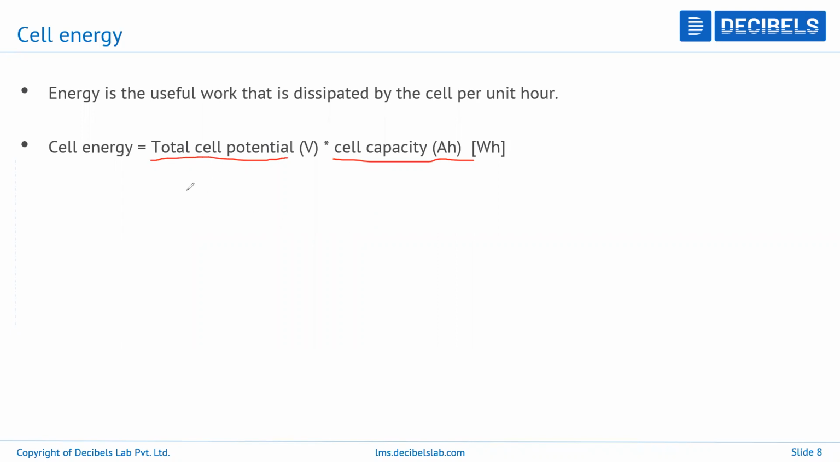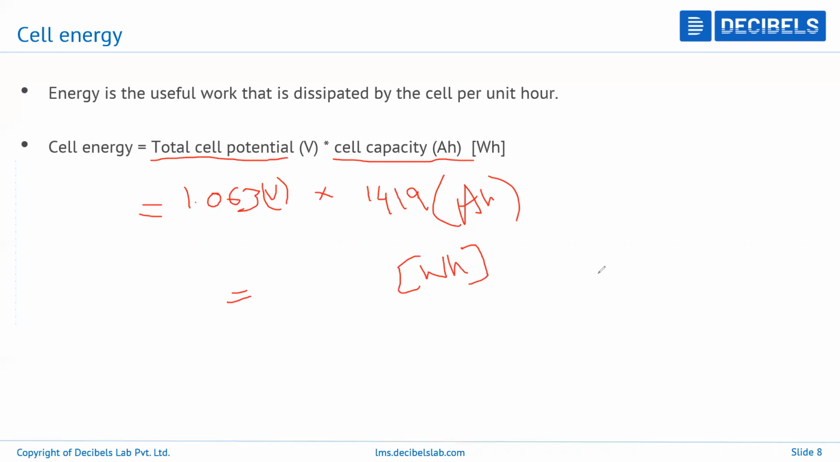So what is the voltage we have obtained? It is 1.063 volts into 1419 amperes. Okay, so what would be our final value here? What would the final answer be? It will be in watt hours. So if you were to take the product of this, you would get 1.51 watt hours. Okay, so our answer will come as 1508, but that will be in milliwatt hours, and if you convert it to watt hours, it will be 1.51 watt hours. Okay, so this is your cell energy.